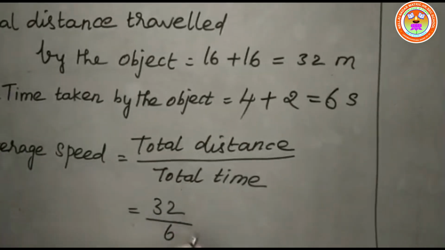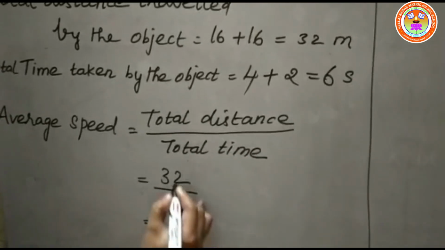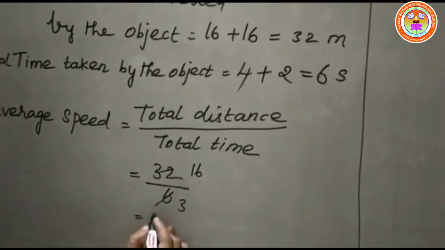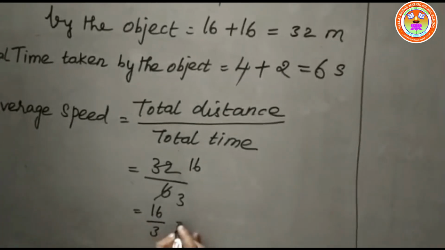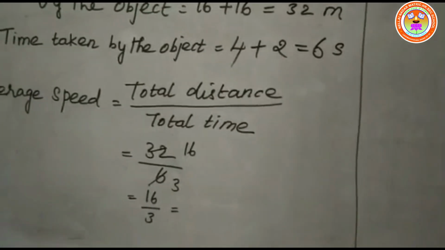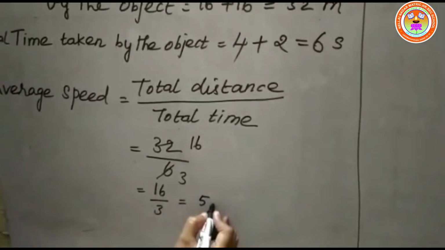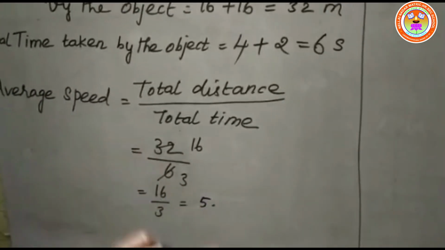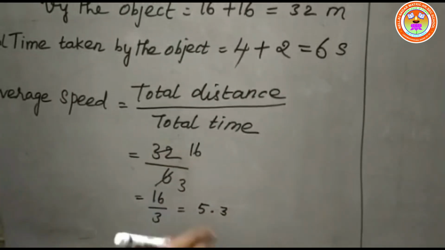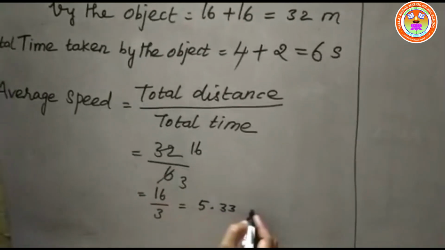We have to simplify. First we use the second table. 3 2s are 6 and 16 2s are 32 is needed. And again 16 is divided by 3. In the third table, 5 3s are 15 is needed. So 5 3s are 15, remaining 1, we put a point, afterwards add 0, so it's 10. 10 divided by 3, 3 3s are 9, again 1 will come, we add a point and 0, so 5.33.